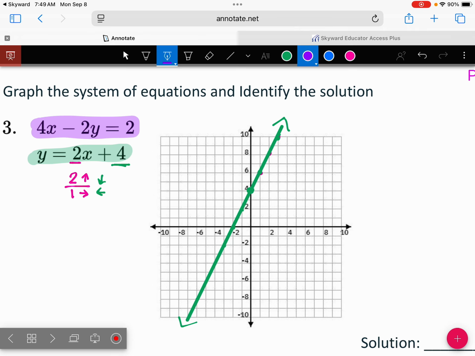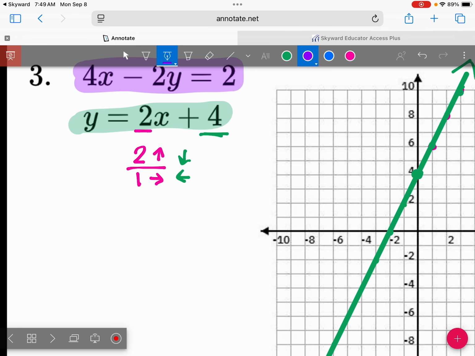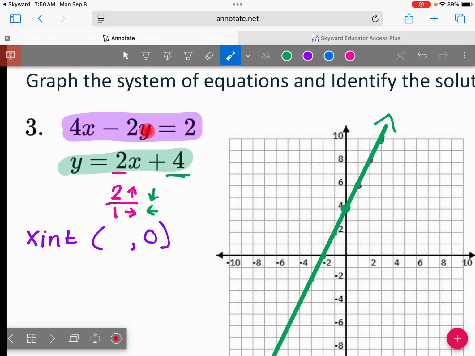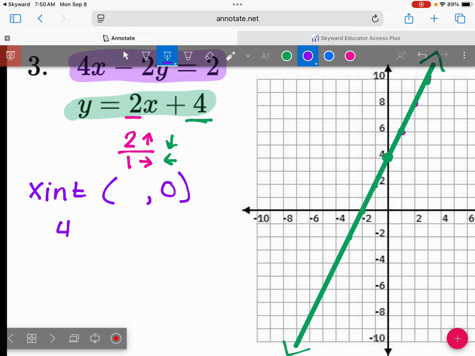And then for the purple one, again, I could solve this in slope-intercept form. I am going to go ahead and just do this with my x and y intercepts. So my x-intercept is going to happen when my y is 0. If I substitute in 0 for y, I know it's going to be 2 times 0. So this whole chunk is going to be 0, and this whole piece is going to disappear. So we're just looking at when does 4x equal 2. If you want to write the whole thing down, where you substitute your 0 in for y, put it as 4x minus 2 times 0 equals 2. And then 4x minus 0 equals 2. And then 4x equals 2. Totally valid.